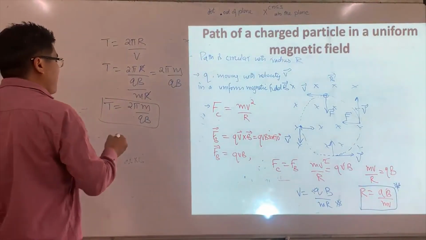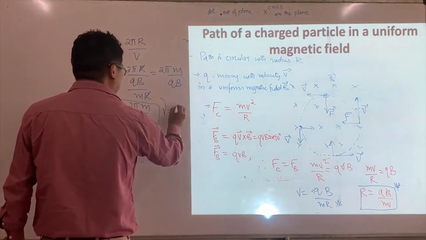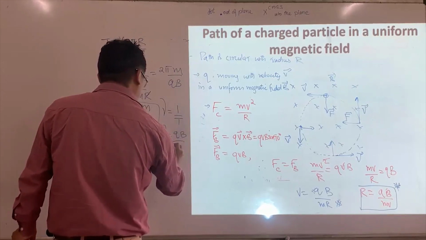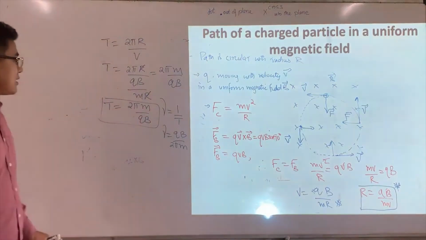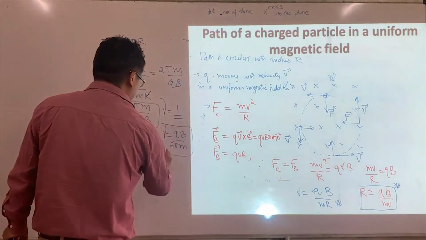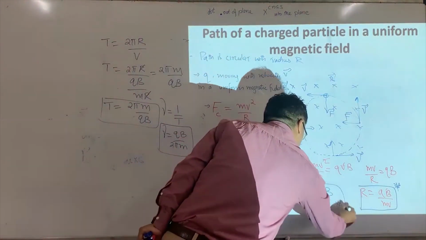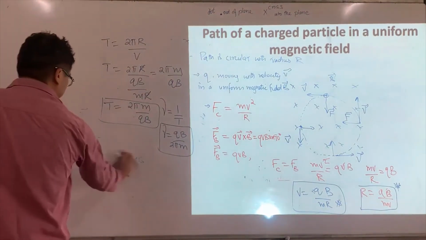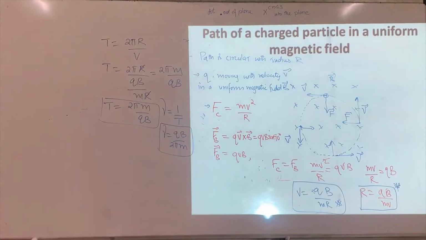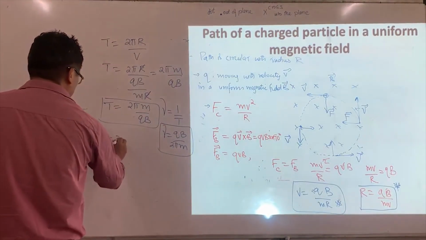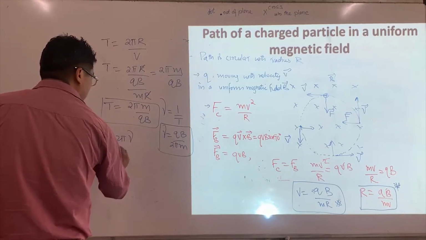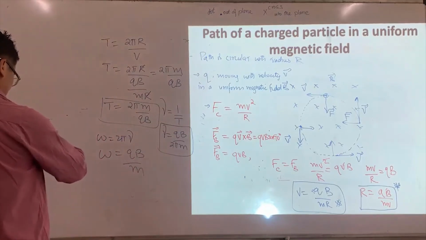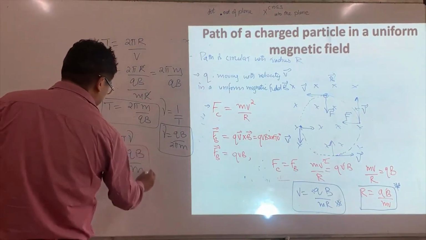Alright. If it is the time period, then linear frequency would be equal to what? 1 by time period. So therefore linear frequency is equal to qB divided by 2π m. This is the linear frequency. Now what about angular frequency? Angular frequency would be equal to 2π times frequency. So this is the angular frequency.